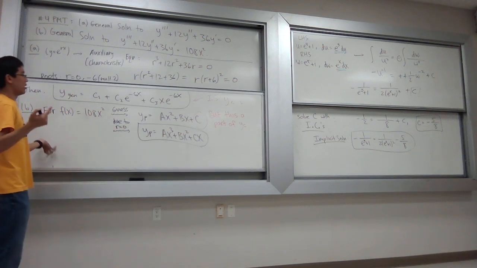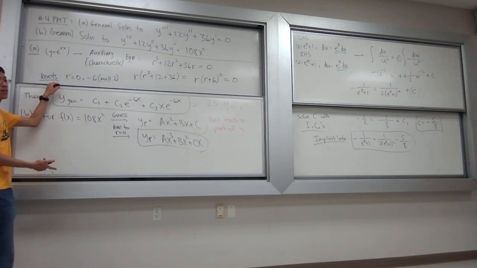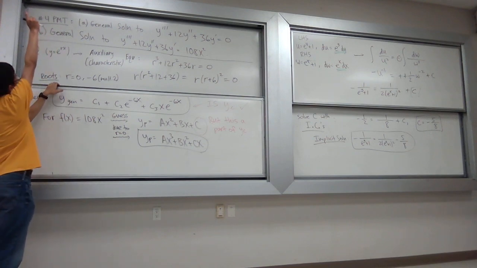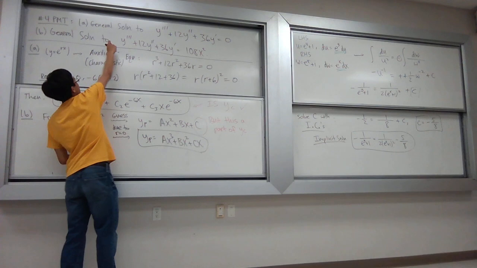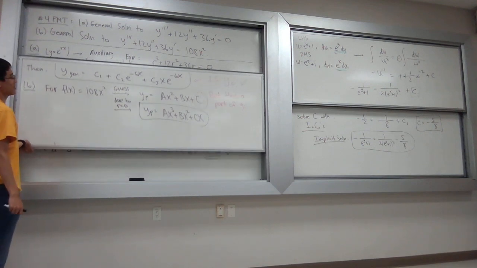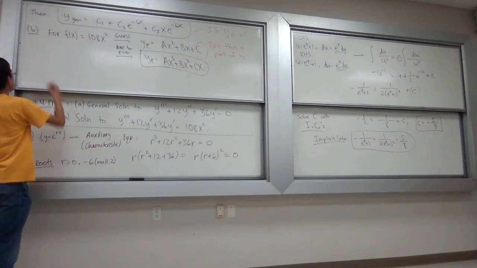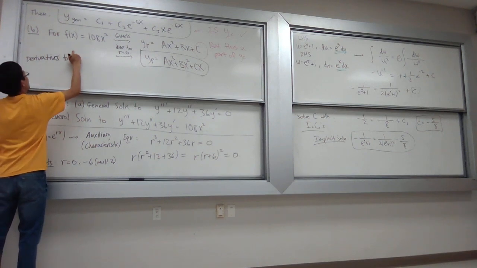This is our guess. What do we do to this yp now? Oh, take the derivative. We have to take its derivatives, and then what do we do with them? Plugging back into the equation. To do that, you need the derivatives. Right? So we need 3 derivatives. Great. So that's yp. Derivatives, to plug in.